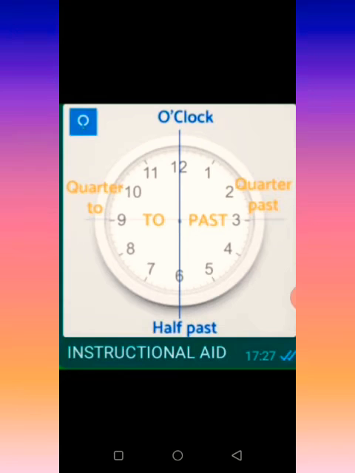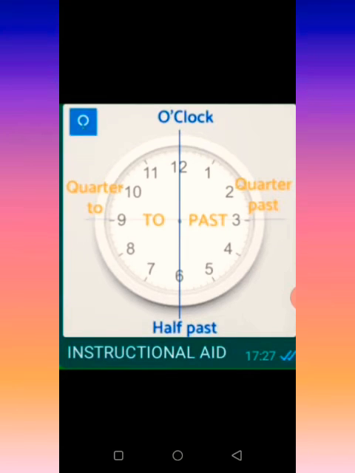So if the long hand moves from 12 to 3, that is quarter past. If the long hand is on 9 before it gets to 12, that's quarter to. Now, as the face of the clock is divided into 2, everything on the right hand is past, and on the left hand is to.